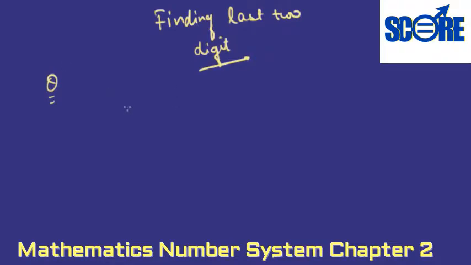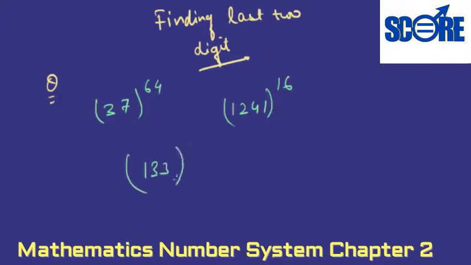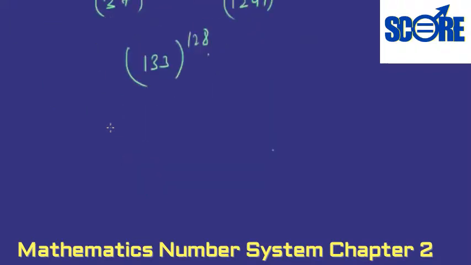Now, what kind of last-two-digit problem do we see in the CAT examination? Many times it is asked: find the last two digits of 37 raised to power 64. It could be asked for the last two digits of 1241 raised to power 16, or 133 raised to power 128. This is the kind of problem in which we have two digits. Here we learn two concepts, and by learning these two concepts you can easily solve this kind of problem.